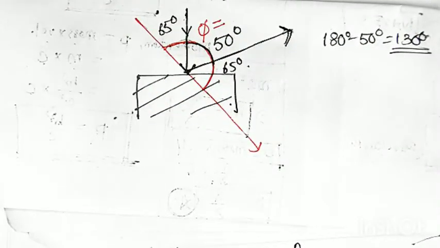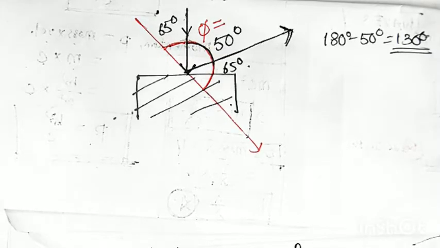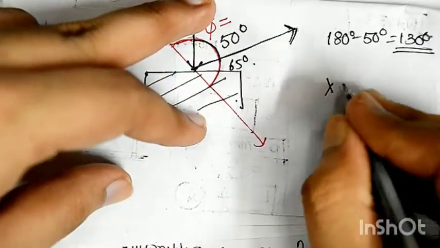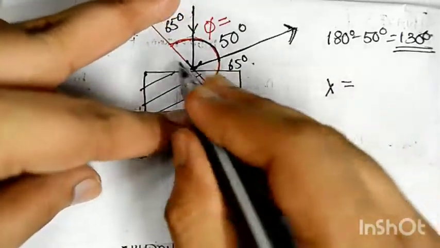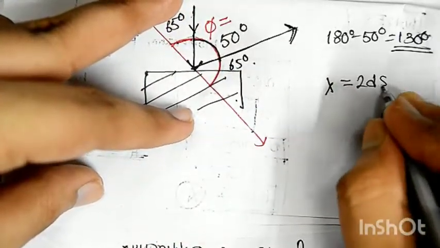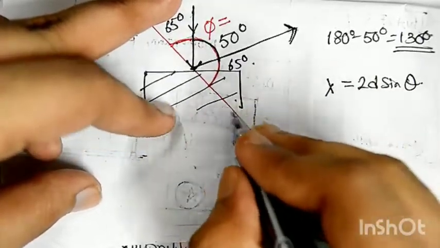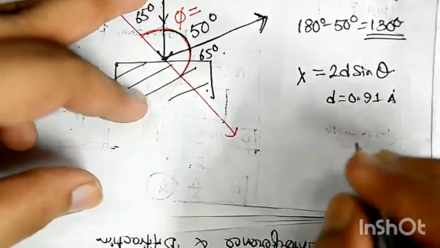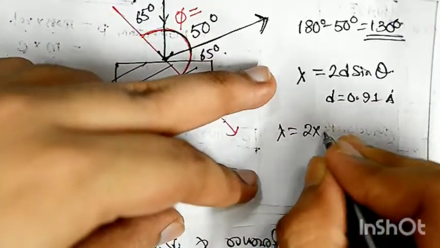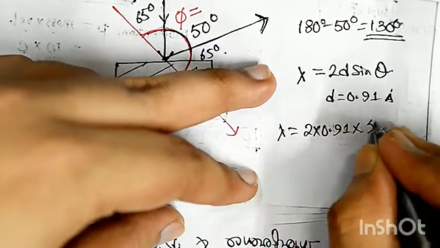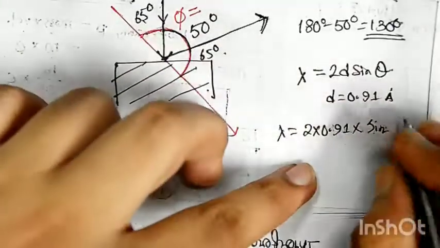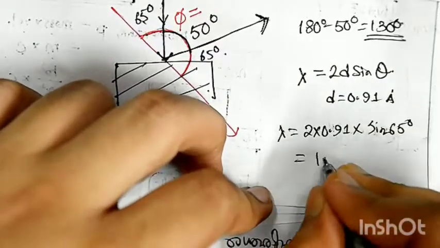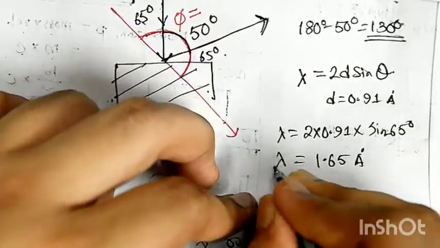Bragg's law suggested that if theta is this incident angle, then the corresponding wavelength of the object will be calculated like this: lambda equals 2d sine theta. For nickel crystal, the value of d is 0.91 Angstrom. So if we put the values here, lambda equals 2 into 0.91 into sine 65 degrees. The value comes out in the order of 1.65 Angstrom.